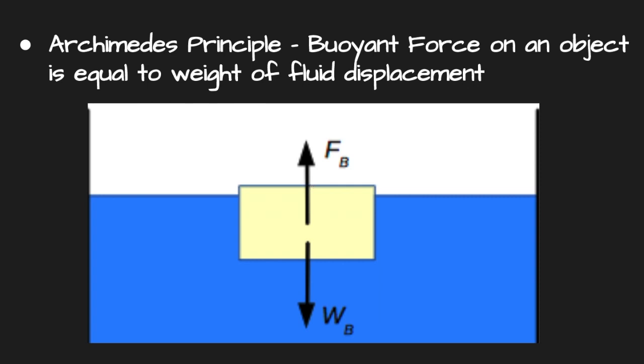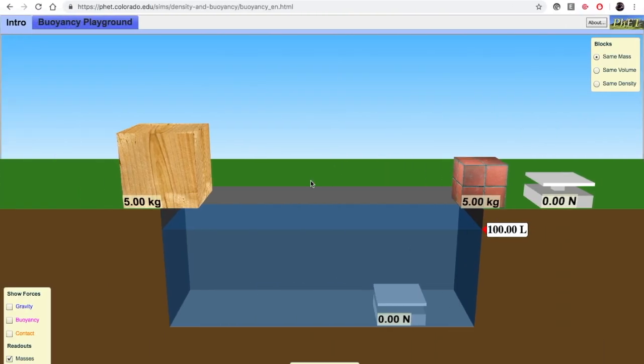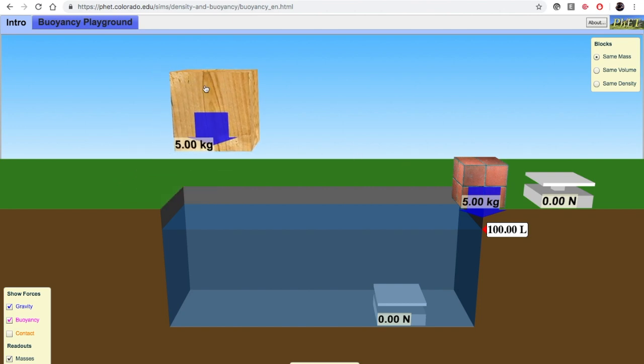Now let me get my Minecraft Roblox simulator here. As you can see, there are two blocks, a wooden block and a brick block, and each have the same mass. And as a matter of fact, we can even show the gravity and buoyancy forces acting on the object. At the moment, neither of them have a buoyancy force because they're not in water. But what if I were to drop this in water?